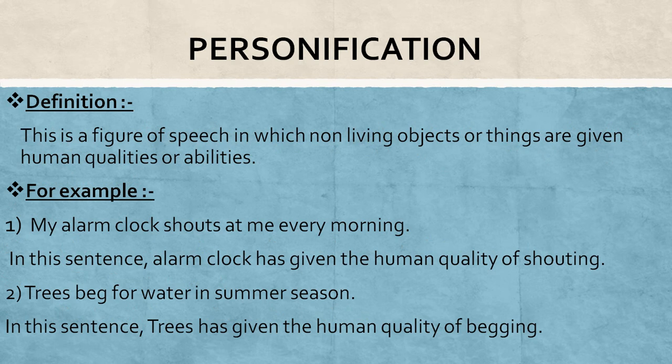9th figure of speech is personification. Definition: this is a figure of speech in which non-living objects or things are given human qualities or abilities. For example, 1. My alarm clock shouts at me every morning. In this sentence, alarm clock has given the human quality of shouting.